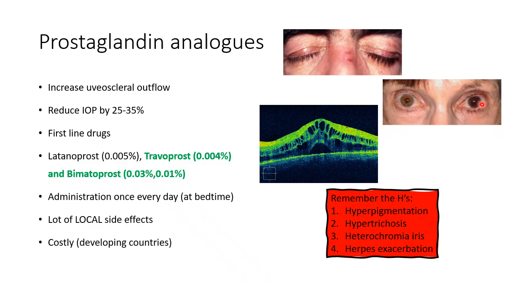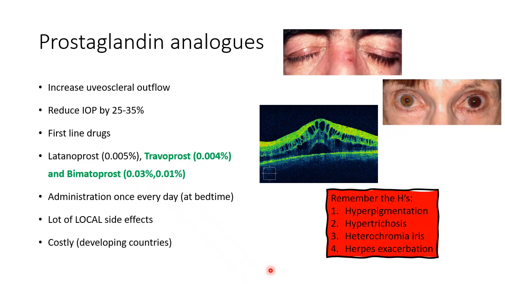Heterochromia iris. So it has increased pigmentation in the eye in which the eye drops are being instilled. So there is increased pigmentation over here. Herpes exacerbation. So they are relatively contraindicated in cases of inflammation, in cases of a history of herpetic uveitis. And this is a problem, cystoid macular edema. More so if given perioperatively, that is before or after cataract surgery. So they are best avoided before and after cataract surgery because they cause cystoid macular edema in those cases.